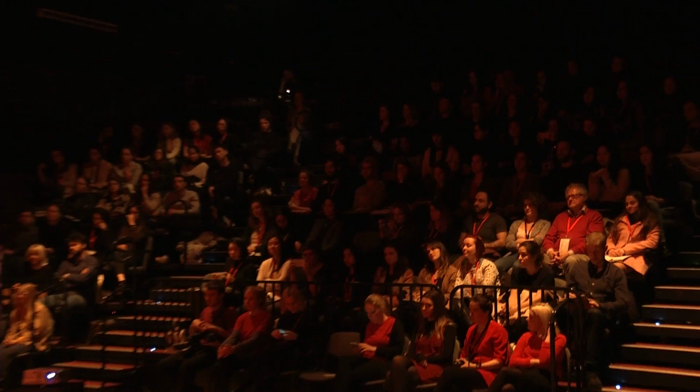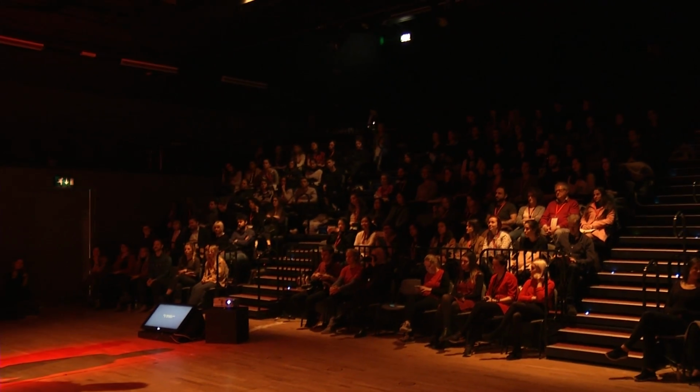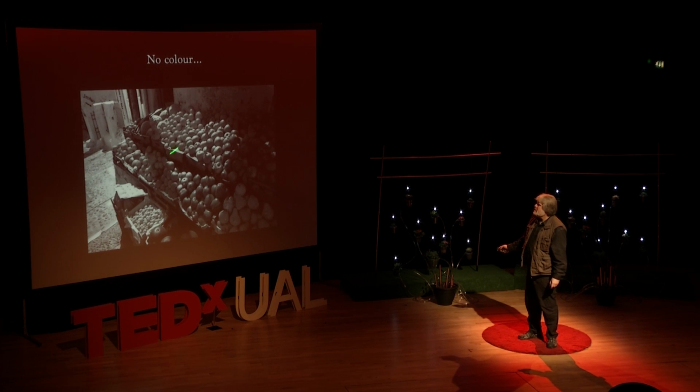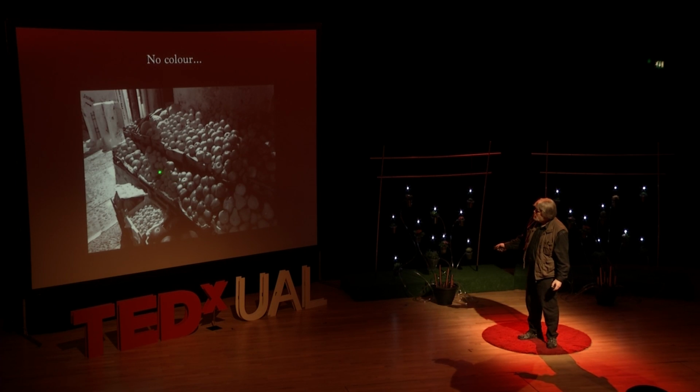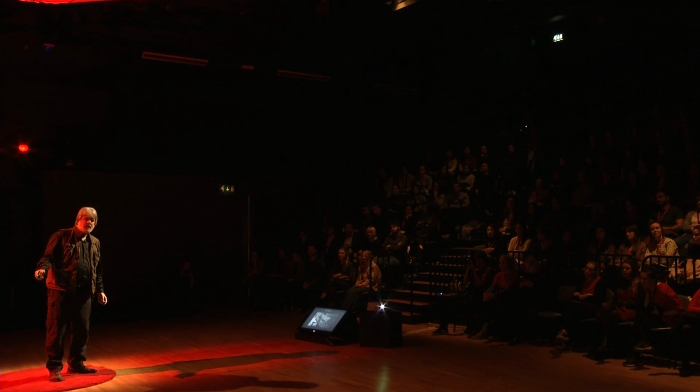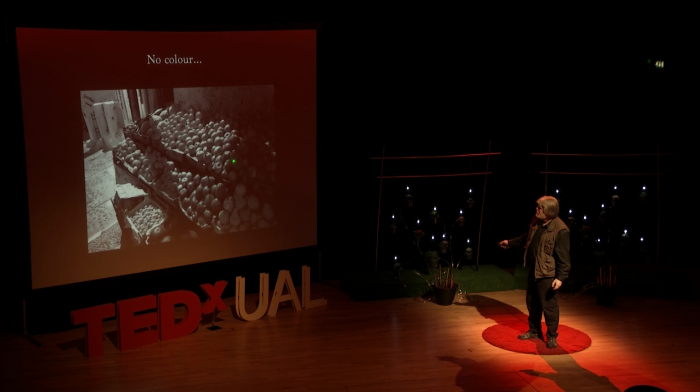What do you think? Do we depend on colour a lot or a little? Lots. Lots? Okay. So this is a scene without colour, and this is a scene with colour. So if you look at this scene, can you tell me what fruit this is? Apple. This one? This one? Apple. This one? Apple. So you get the point.